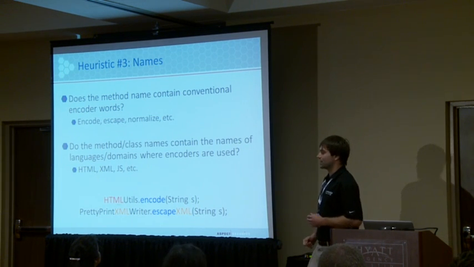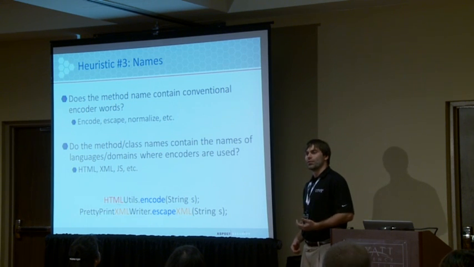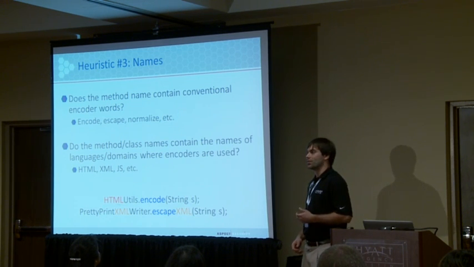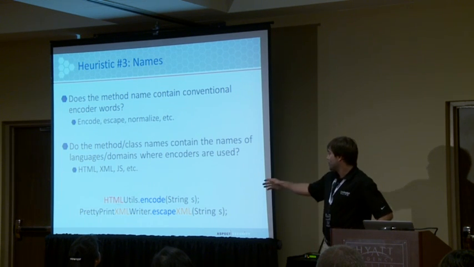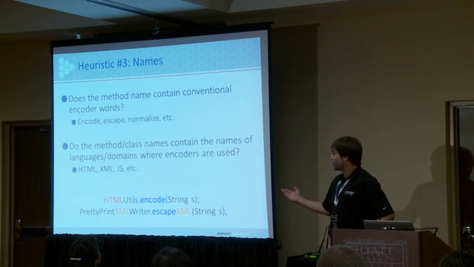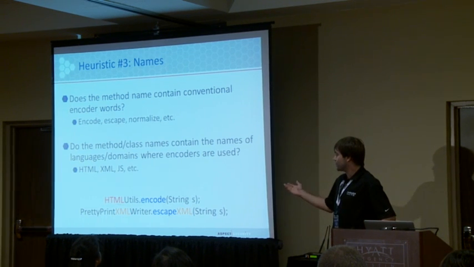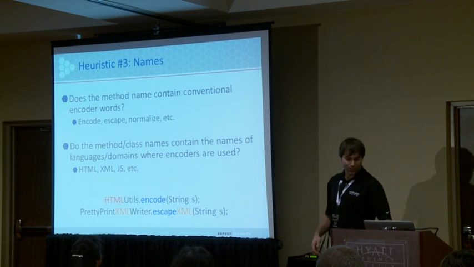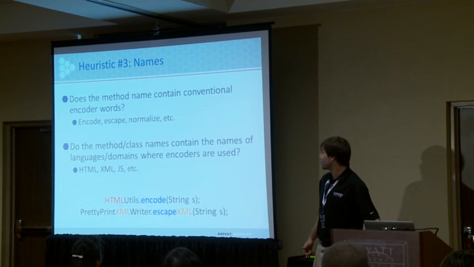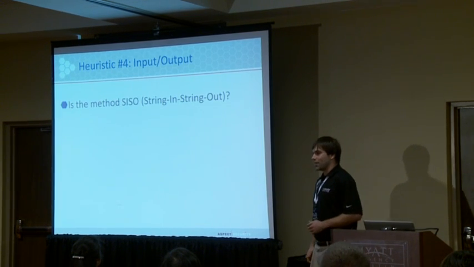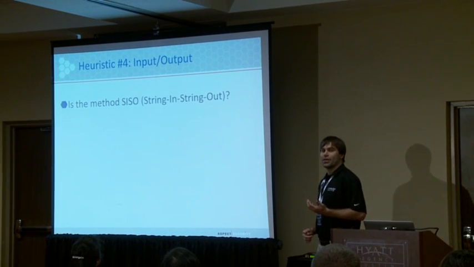And then additionally, we looked at class and method names to see whether the languages or domains that encoding is being done in for that specific encoder type were used. So you can see examples again down there. That first one is probably going to be an HTML encoder because it has HTML in the class name and the method is called encode. And similarly for the second one, we have a couple of instances of XML and escape. So again, that's a really good indicator that we found an encoding method. And when combined with the other heuristics, it works pretty well.